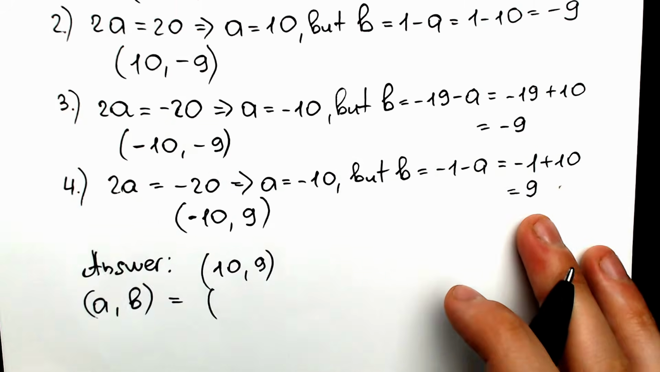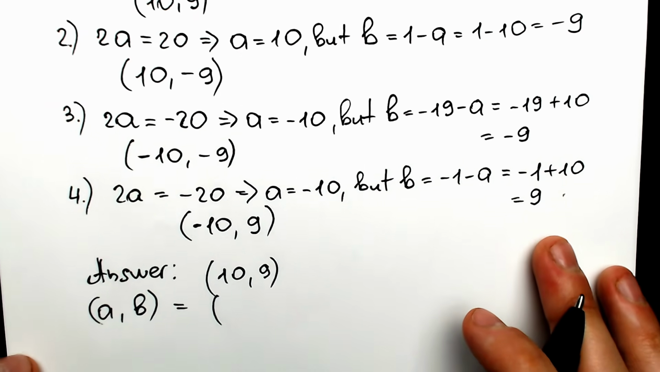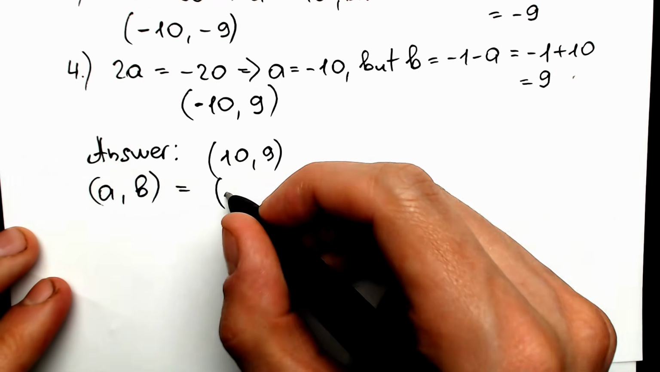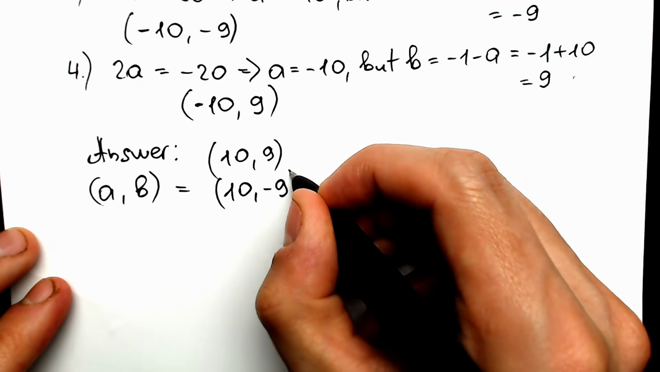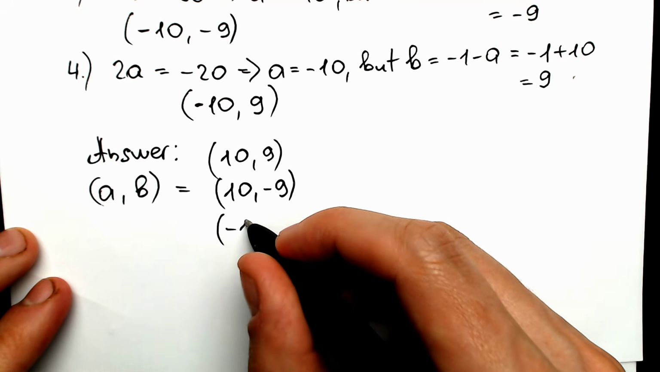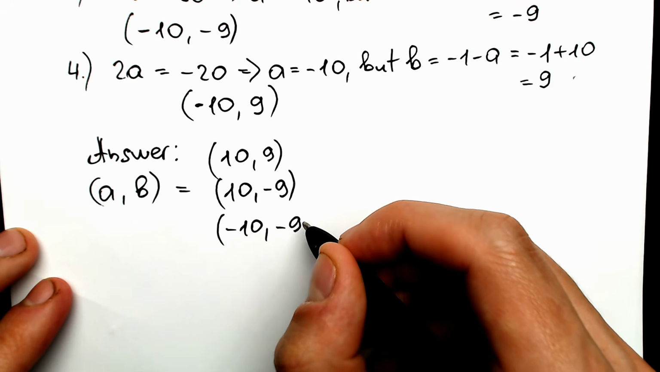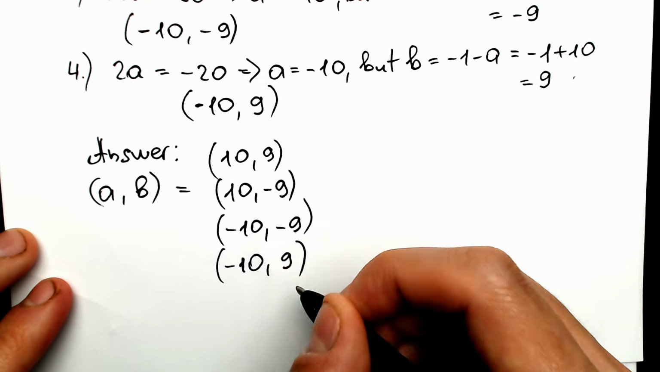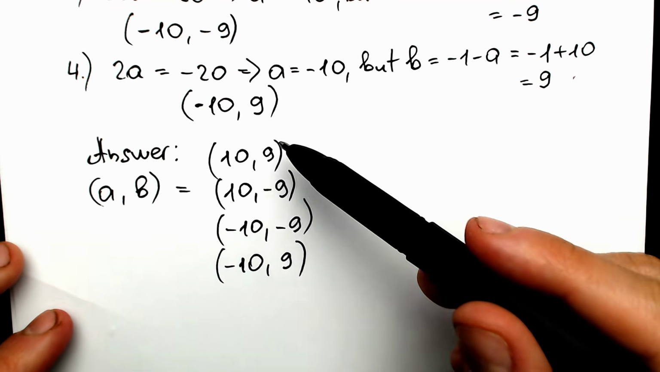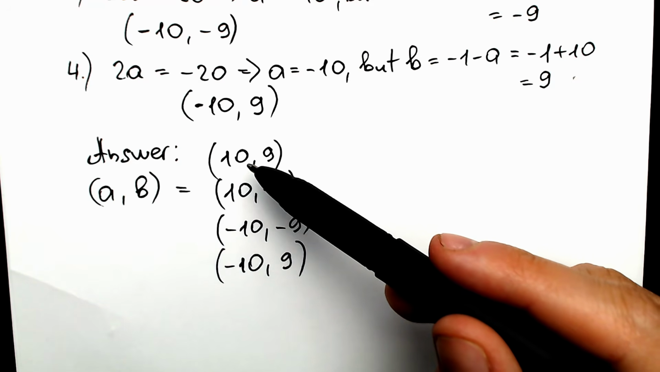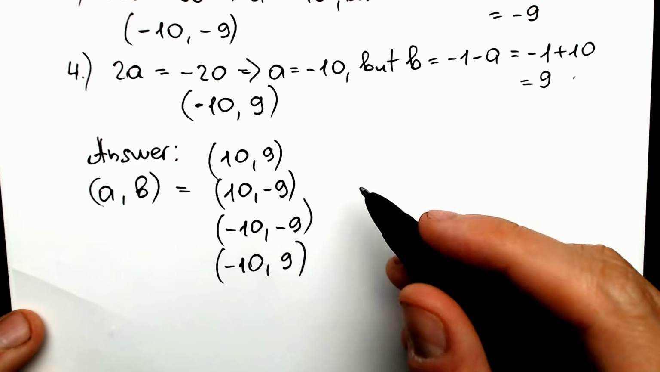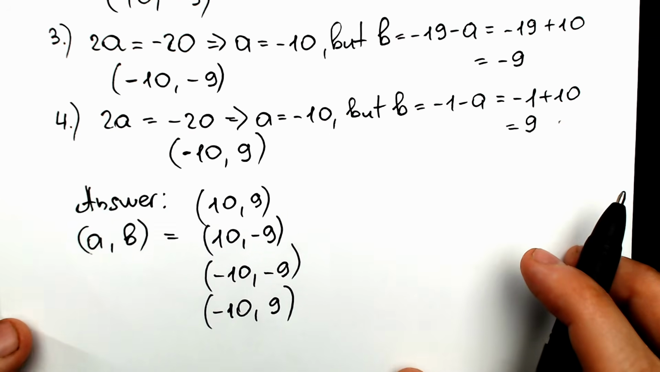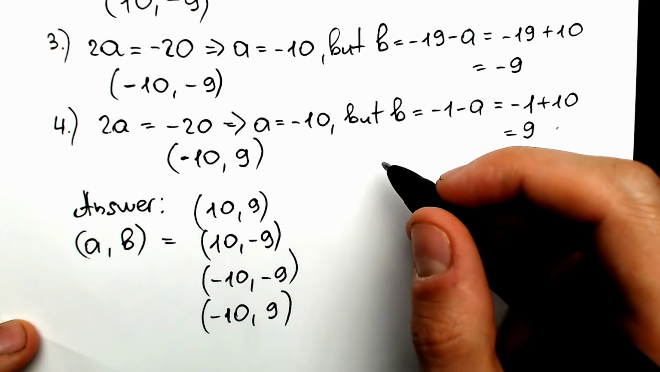Second pair, from here we have 10 and minus 9. Third pair we have minus 10 and minus 9. And fourth pair, minus 10 and 9. We have 4 pairs, and we have the same constant but different sign. And in the end, let's check real quick our pairs. Maybe we have to reject something, so let's do it.